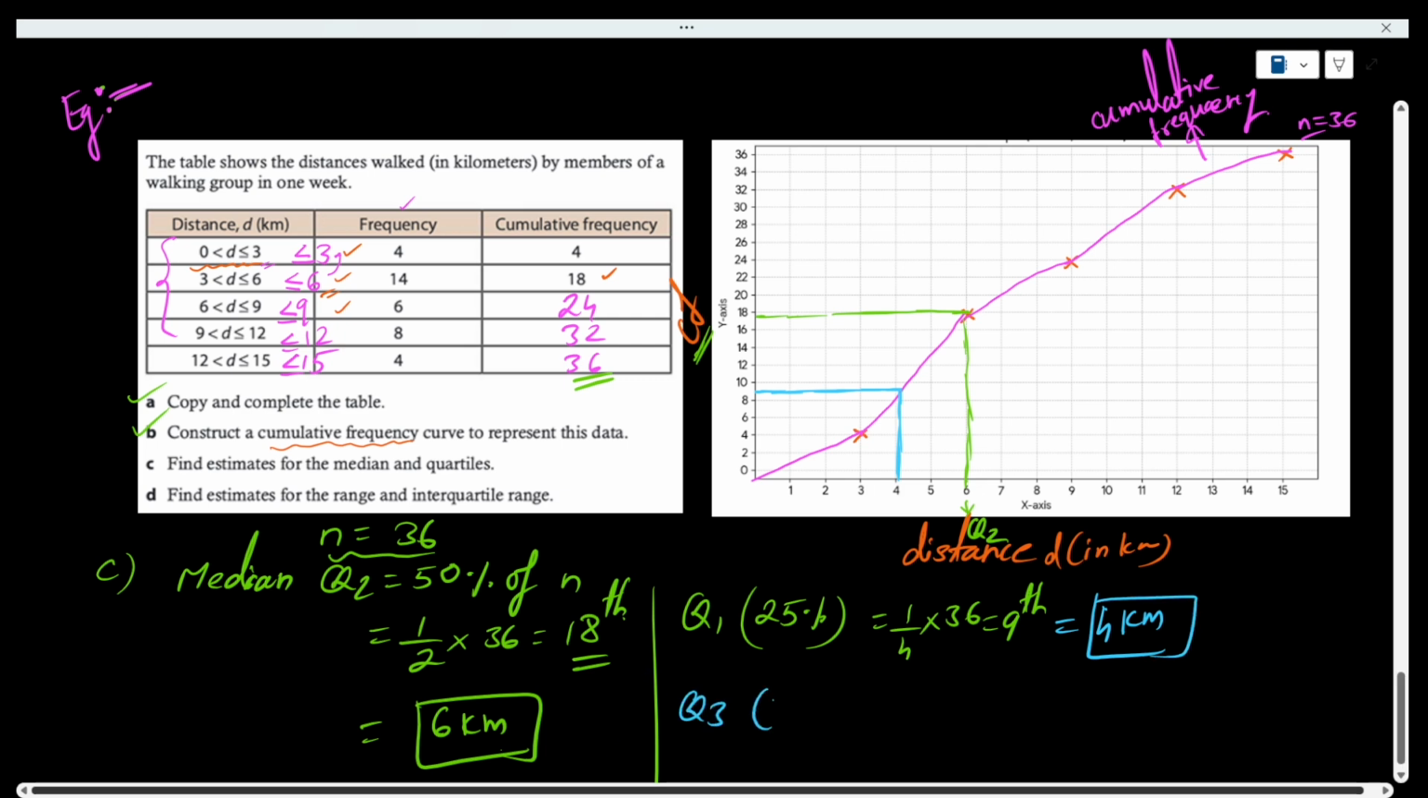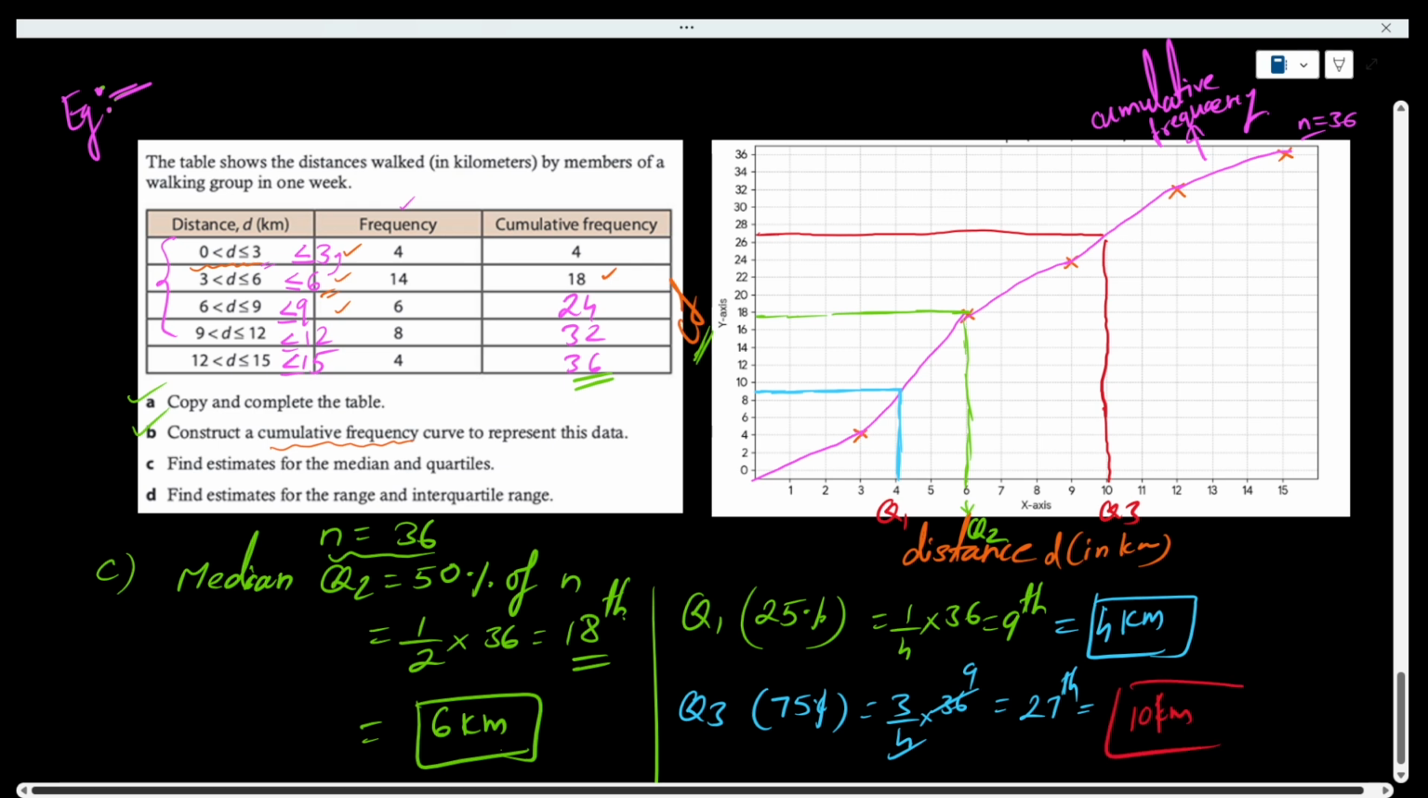Similarly, the upper quartile, which is 75%, you can take as 3/4 of 36. Then that is the 27th value, the 27th member whenever you are taking cumulative frequency. So here, what is going to be 27? Again, it is in the middle. If you use the technology, you will get the value here. Now, how many kilometers are we going to get here? This is your Q3, this is your Q1, and the data on the x-axis is given in kilometers. So this 10 kilometer value is going to be your Q3.